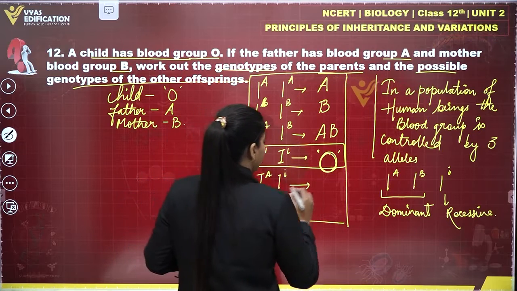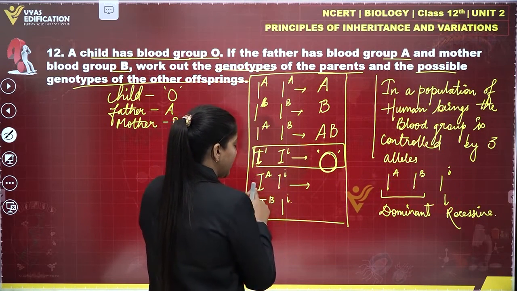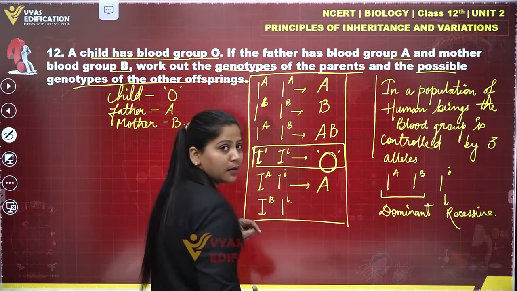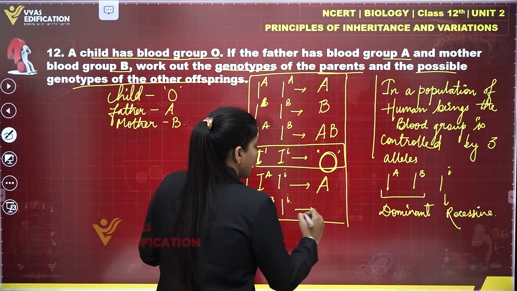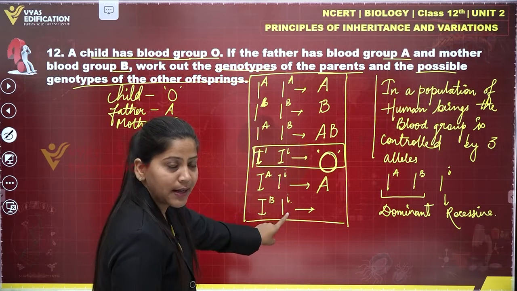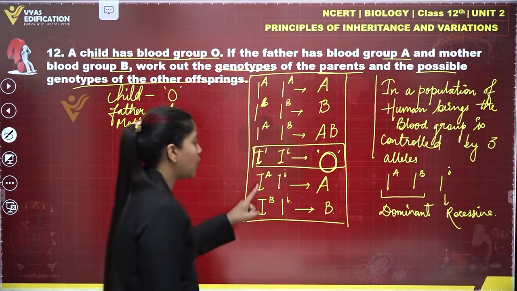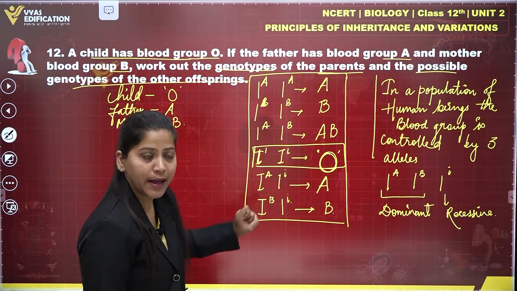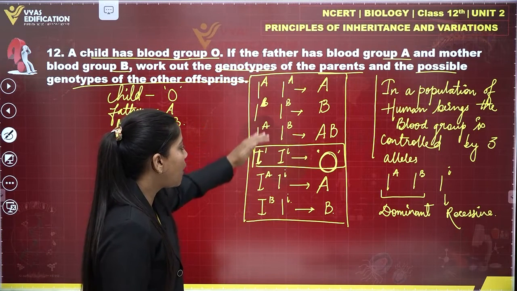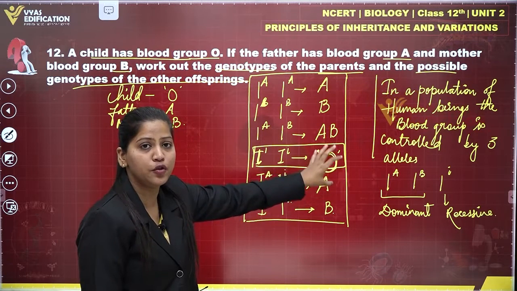And in the next case, if an individual has alleles IA and i, then also the blood group will be A. In the last case, if an individual has IB and i alleles, the blood group of that individual will be B. Why is it so? Because IA is dominant over i, and here also IB is dominant over i. So these are the possible 6 genotypes and their results in the blood group system of human beings.